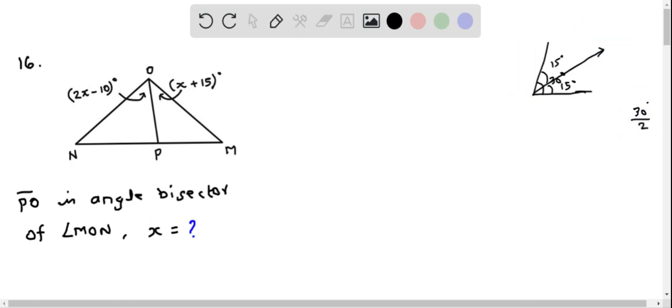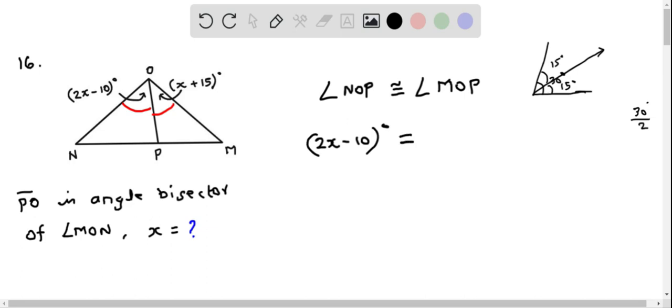So coming back to our triangle, since OP is the angle bisector of angle MON, we know that this angle is congruent to this angle, that is angle NOP. I can write down this as angle NOP. This angle is congruent to angle MOP, since the segment OP is the angle bisector. This implies the angle NOP is given as 2x minus 10 degrees, and this is congruent, we can put equality, this equals the angle x plus 15 degrees.